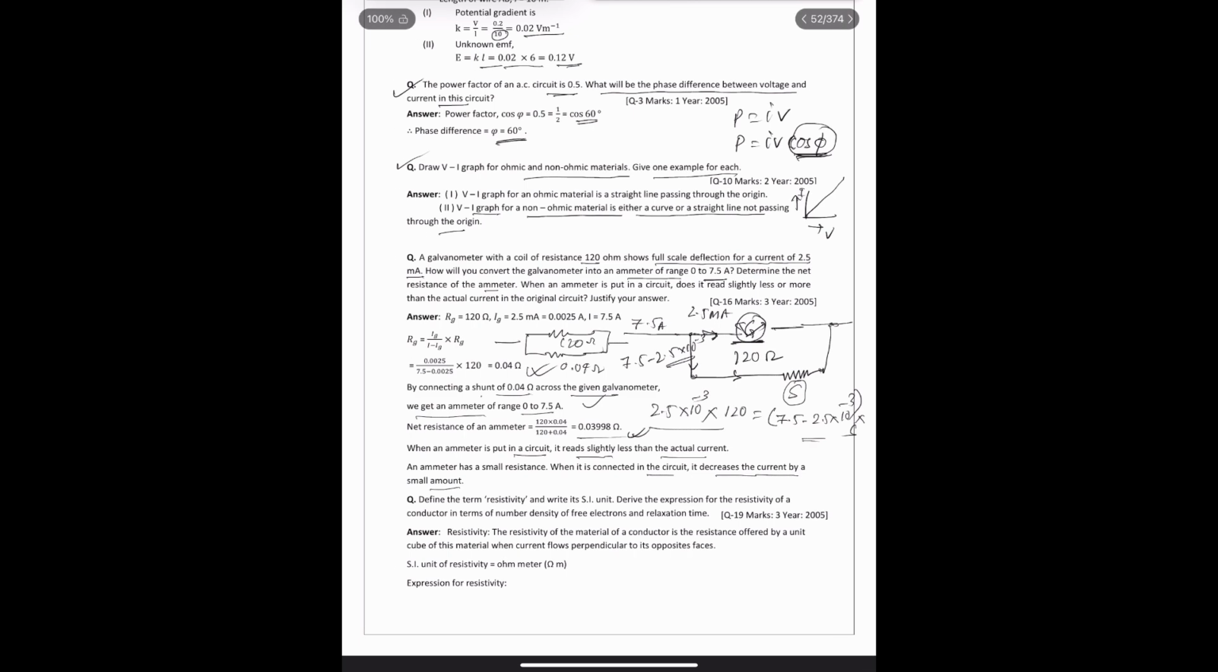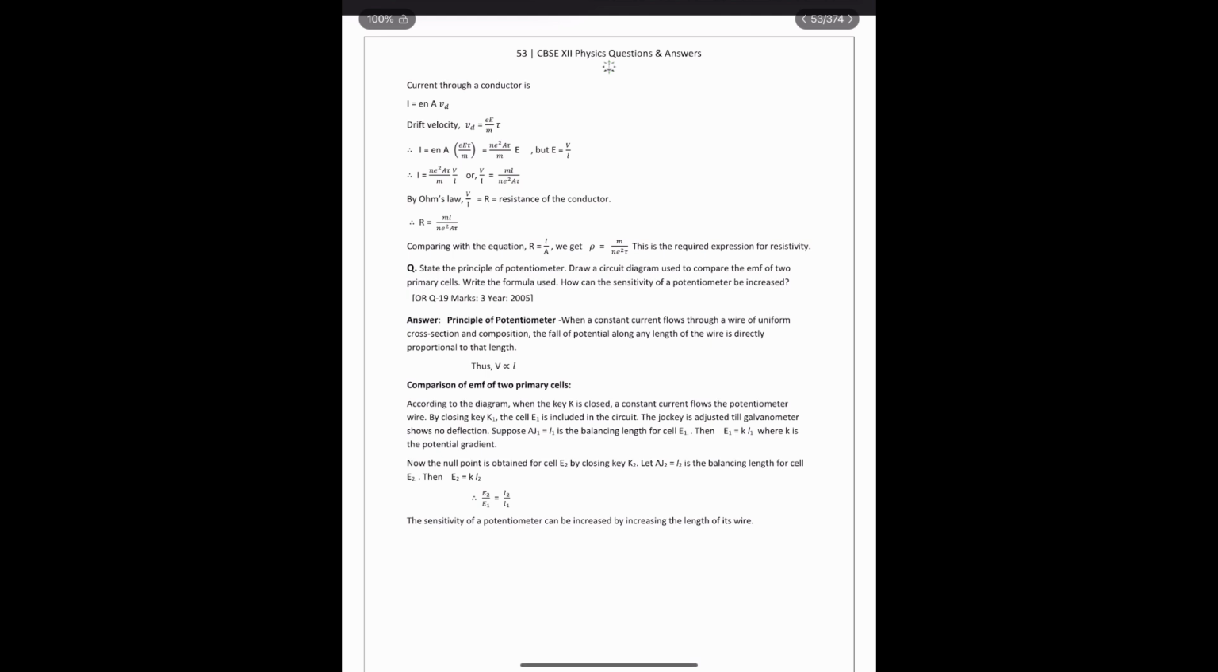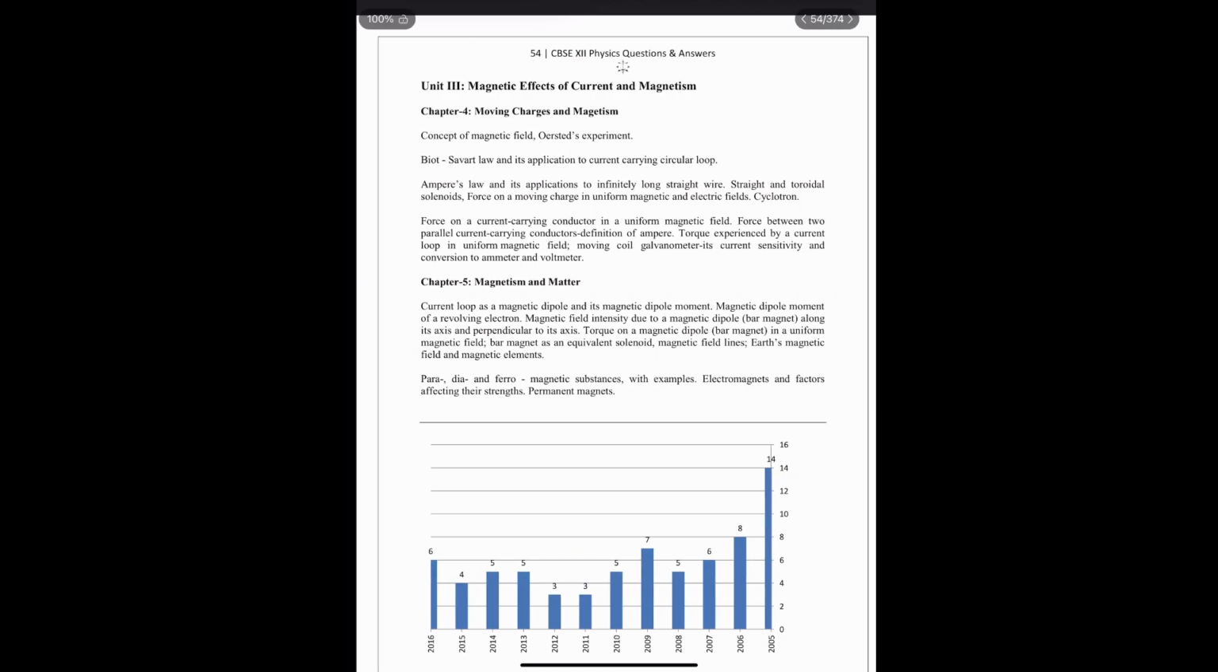Next, the resistivity: define the term resistivity, write its SI unit, and derive the expression for resistivity of a conductor in terms of number density of free electrons and relaxation time. Okay, this we have already solved. This question: state the principle of potentiometer, draw the circuit, primary cell, write the formula used. So this is a repeat question. Comparison of cells is there in the potentiometer.